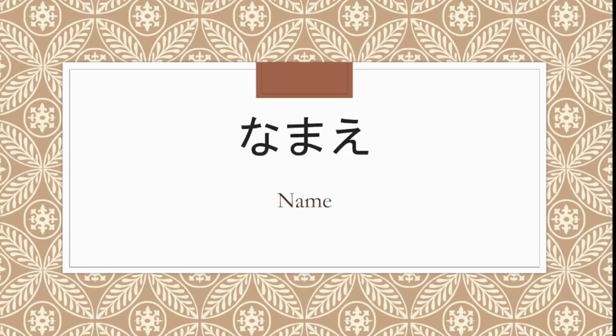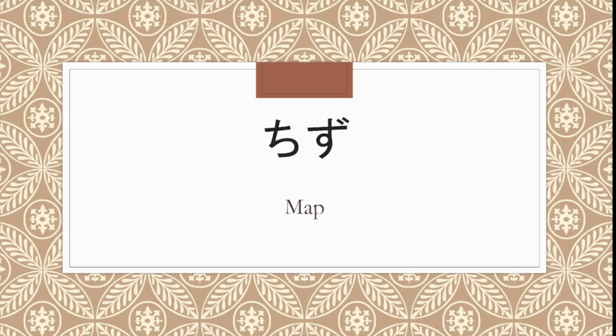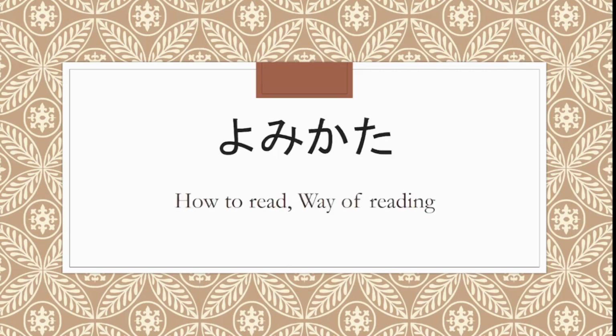Namae, meaning name. Jusho, meaning address. Chizu, meaning map. Shio, meaning salt. Sato, meaning sugar. Yomikata, meaning how to read or way of reading.